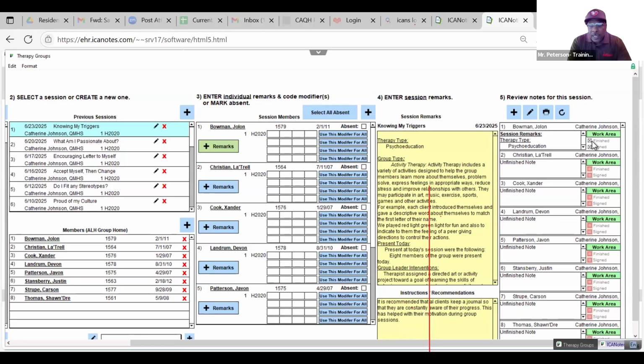Now, it won't even let you sign off if you don't have a treatment plan connected to it, right? It will. Oh, it still will. Yeah, it still will. So what do you recommend? Because remember, that's when we were talking.